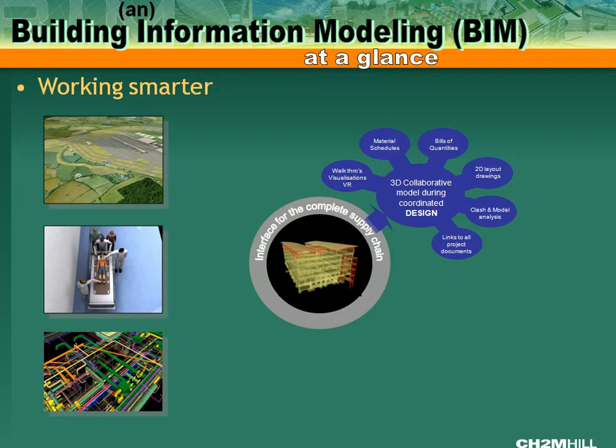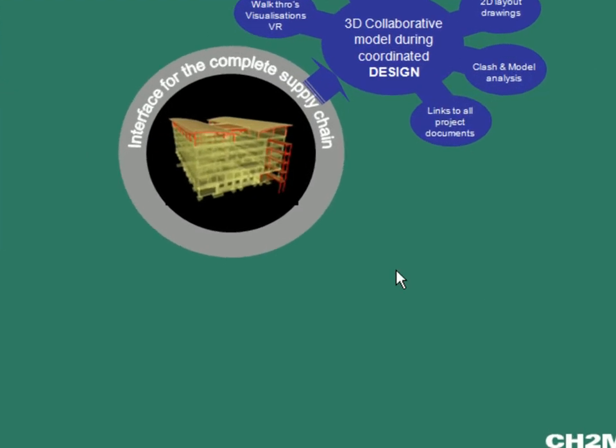Instead of the 2D process, when using a building information model, you have everything centralized in a collaborative model that's used during design, facilitating design coordination. From that model, all of the bubbles around that diagram can occur, from virtual walkthroughs, material schedules, bills of quantities, 2D layout drawings, clash and model analysis, and links to various other project documentation.